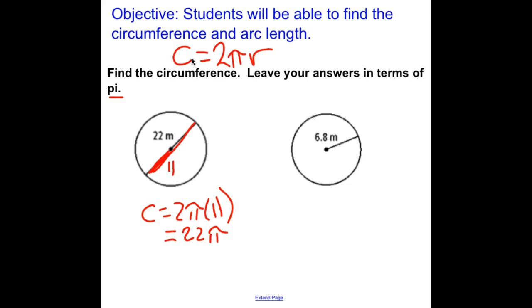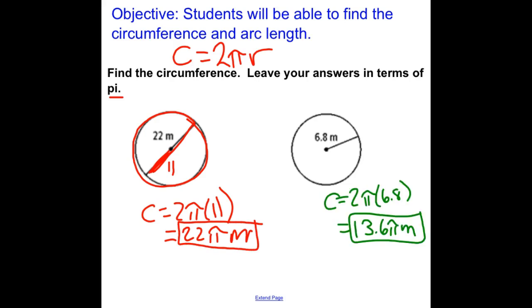Now, circumference is a measurement, so it should have a label. Circumference is technically how far around the circle is, so that's like the perimeter. So when we give our label, we're going to give it meters, but we actually don't square that meters. We just leave it as meters, and that's it. You pause the video and try the next one. And we get 13.6 pi meters for that second circle. So that's just your straight up circumference. Okay?